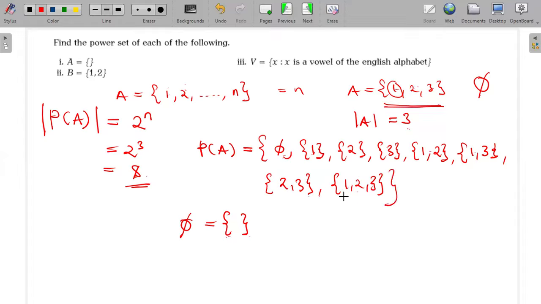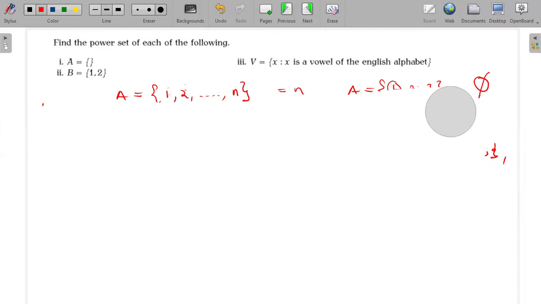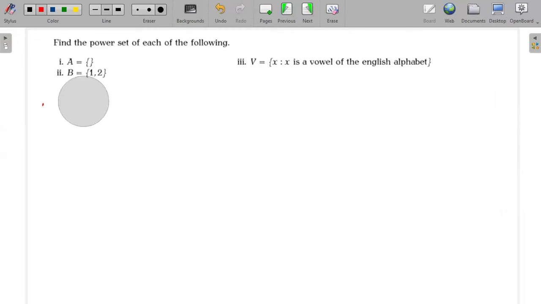So those 8 are the subsets of the set A. Hence we found this P of A, which we've listed, is the power set of the set A. So that's how you would find that. Now let us go on and find the answers for this question that's here.